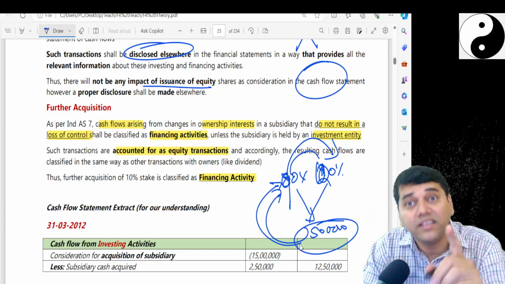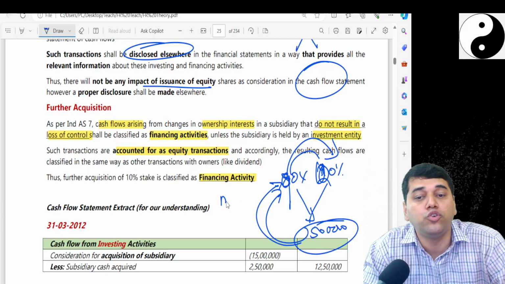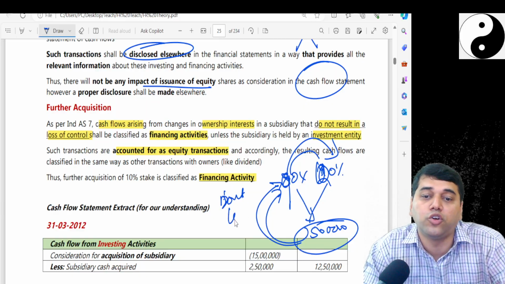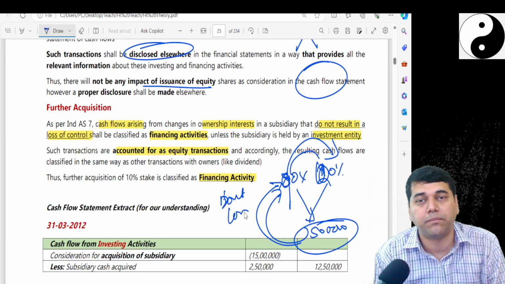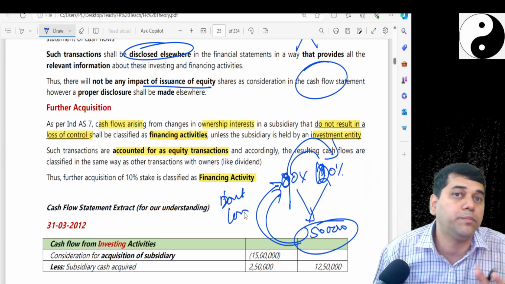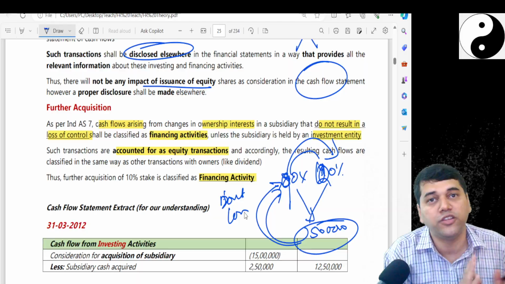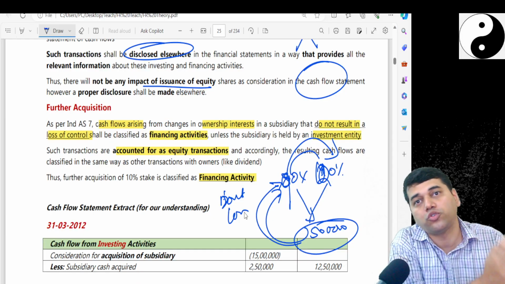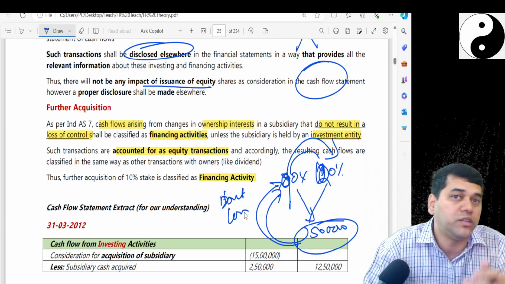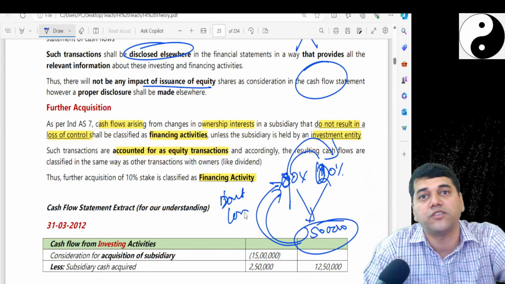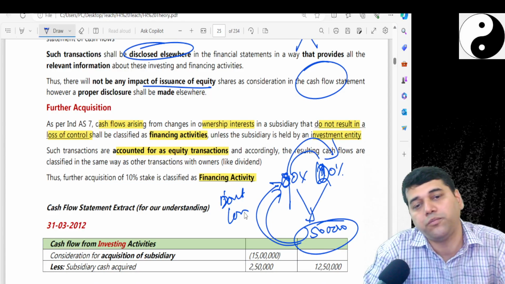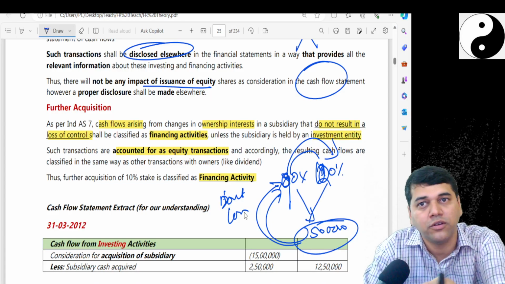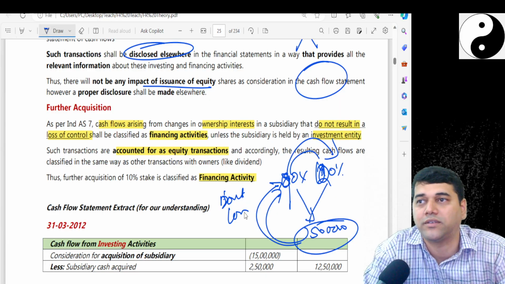And that's the reason they say that when you don't lose control, but there is any additional stake sale or additional thing that happens, don't touch your P&L account or recognize new goodwill. Differences should go to other equity. Same logic here. Once you acquire the controlling stake, any further investment is only a financing activity. If you lose the control due to this, then this becomes another investment activity.